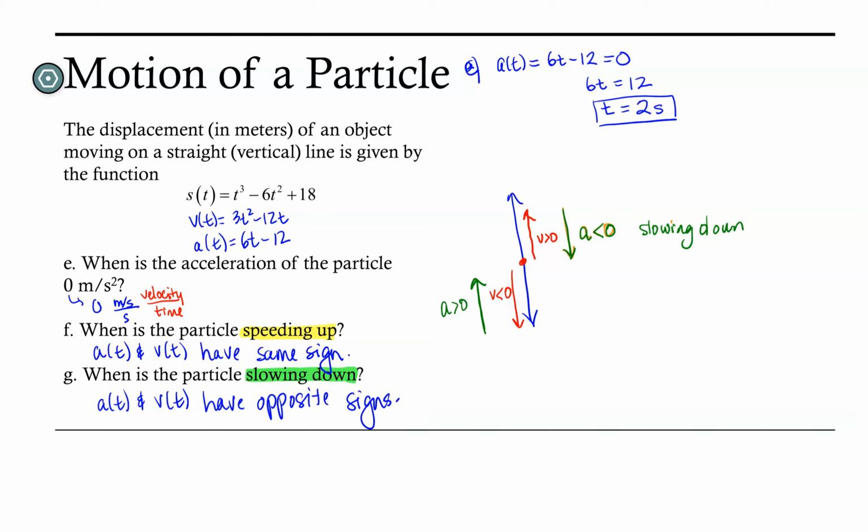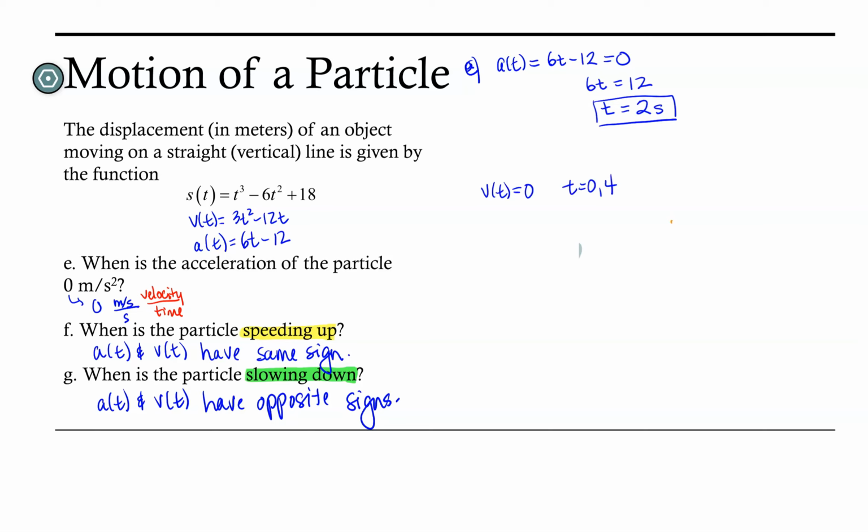So let's go ahead and find out when this particular particle is speeding up or slowing down. We previously found that our velocity function was equal to 0 when t was equal to 0 and 4. So let's draw a number line here. Here's 0 and here's 4. We also discovered that the velocity function was negative between 0 and 4 and was positive for 4 and above.